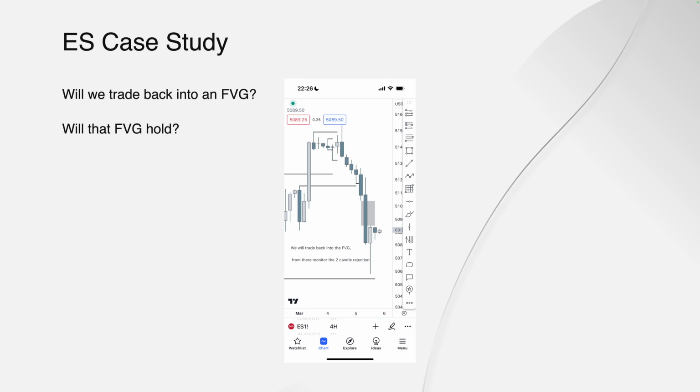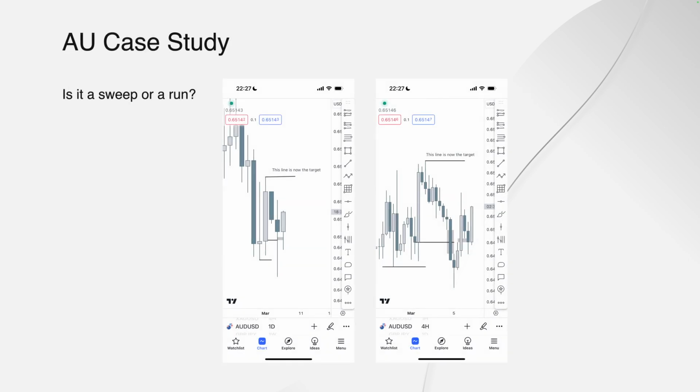Will that fair value gap hold? Also what we saw, right? When we came into that fair value gap, is the rejection failing or is the rejection actually holding? Very important to understand. Then the next case study is an Australian dollar, US dollar case study right here.